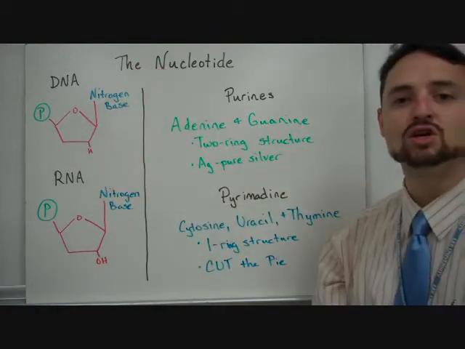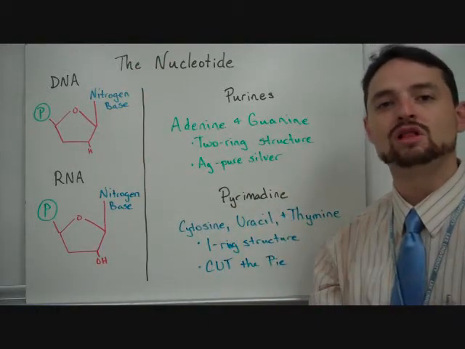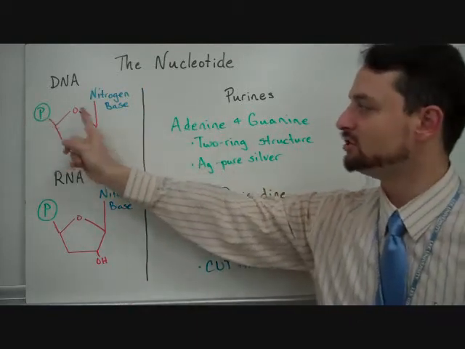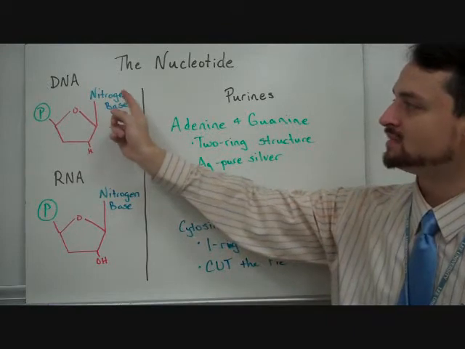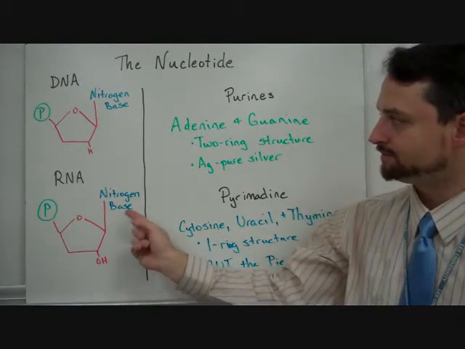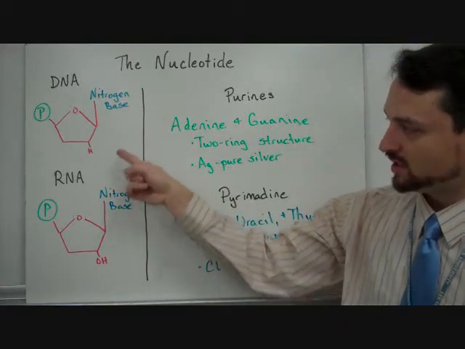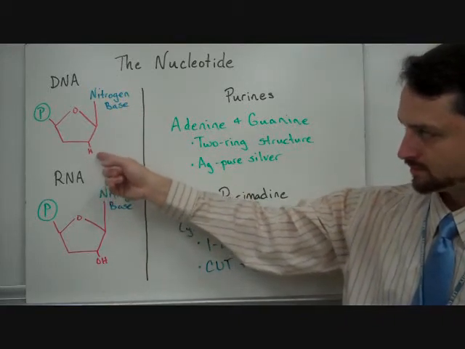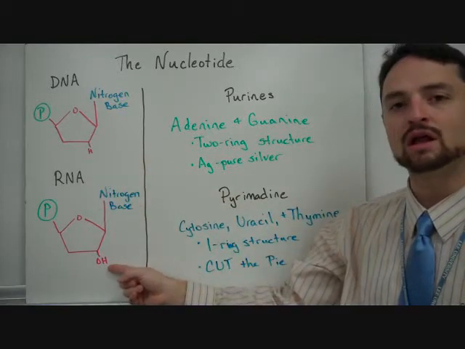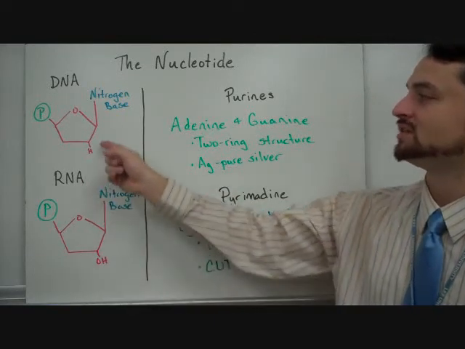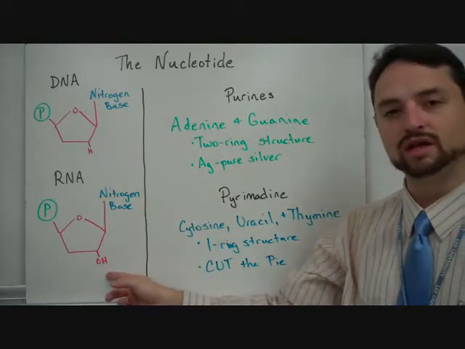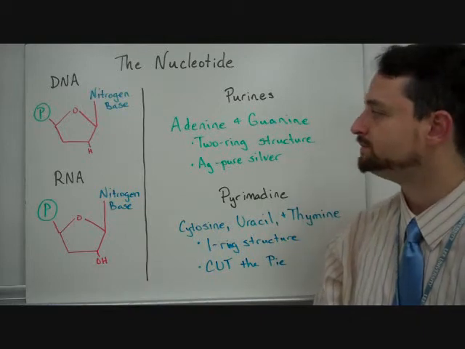DNA is made up of a nucleotide. DNA and RNA are both nucleic acids, and each is made up of nucleotides. A nucleotide is a phosphate, sugar, and nitrogen base. RNA is also made up of a phosphate, sugar, and nitrogen base. The difference between these two has to do with right here. DNA has just a hydrogen. RNA actually has a hydroxyl group. So this is deoxyribose nucleic acid, and this is ribose nucleic acid because it has that oxygen right there.